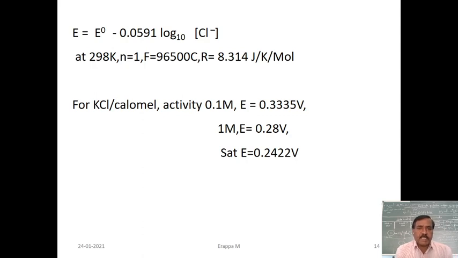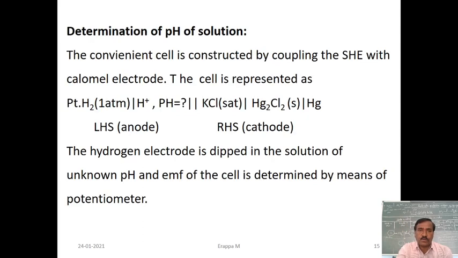if the KCl or calomel activity varies, at 0.1 molar its value is 0.3335, at 1 molar it is 0.28, and for saturated solution it is 0.2422. So the calomel electrode has different values with different concentrations; usually a saturated solution of KCl is used, and its value is constant, that is 0.2422.